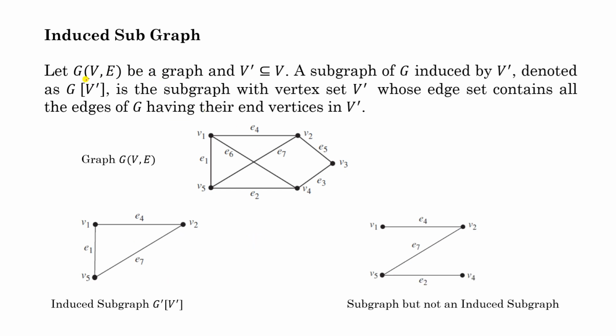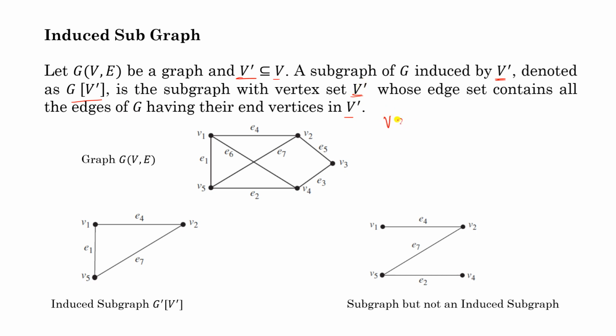Induced subgraph. Let G(V, E) be a graph and suppose V' is a subset of V. A subgraph of G induced by V', which we denote by G[V'], is the subgraph with vertex set V' and whose edge set contains all the edges of G having their end vertices in V'. So first we have to select the V'.